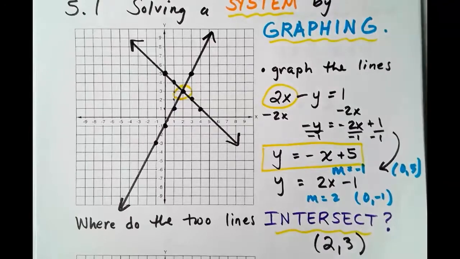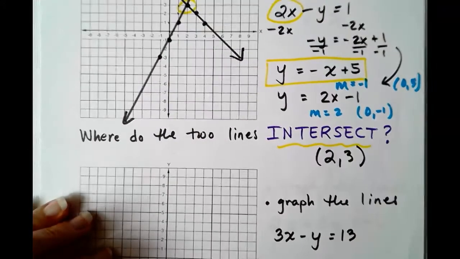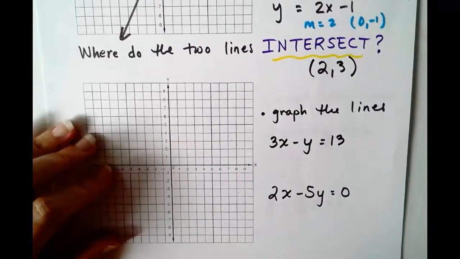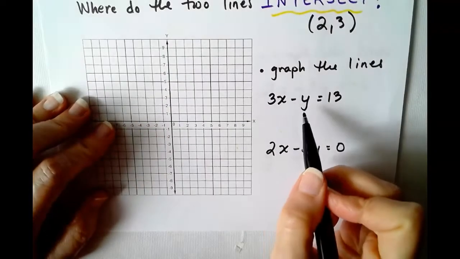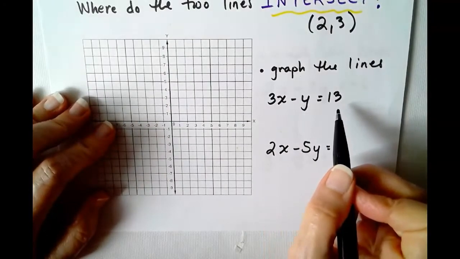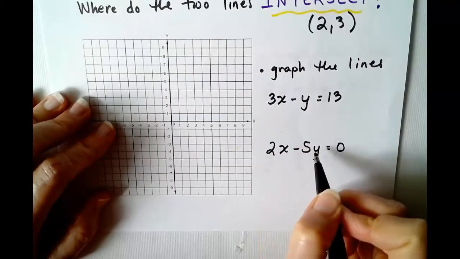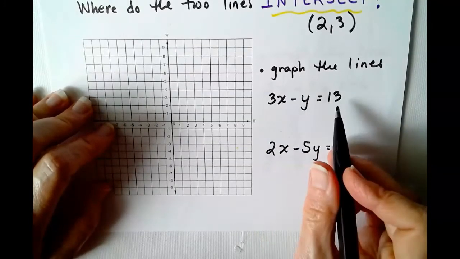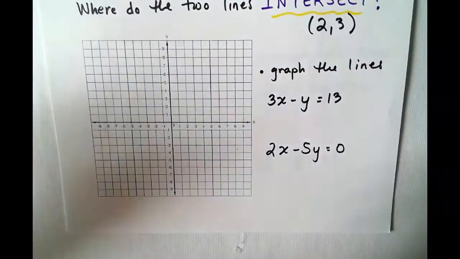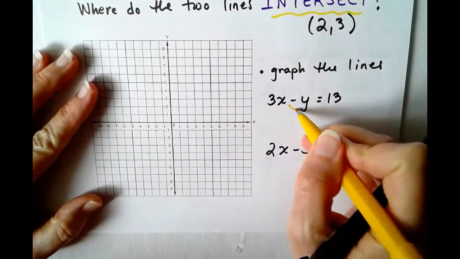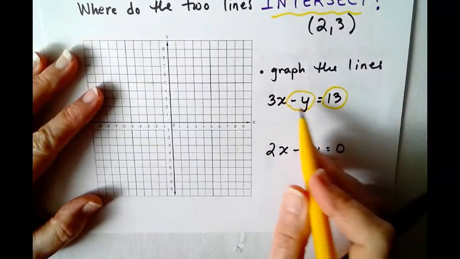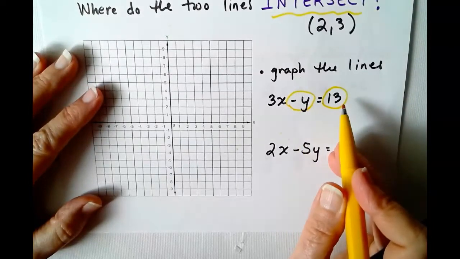Let's do it again, and let's do it a little more quickly this time. So next, we've got these two lines. 3x minus y equals 13. 2x minus 5y equals 0. Let's do this equation a little bit differently, because if we need to solve for y, which allows us to see the slope and the y-intercept, how about let's do this in one shot?